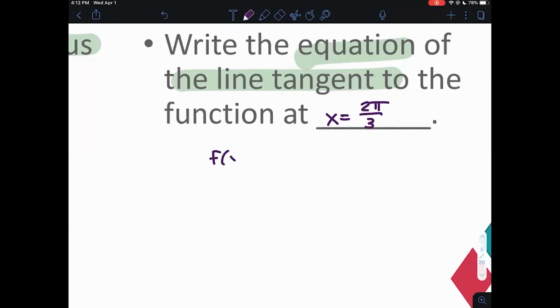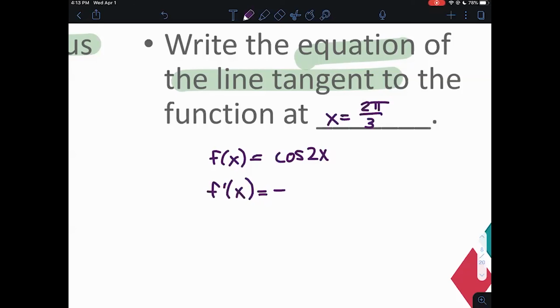So again, our function was f of x equals cosine of 2x. We want the equation of the line tangent to the function at x equals 2 pi over 3. So again, all the way back to Algebra 1, what do we have to know in order to write an equation of a line? Well, we need to know the slope. I need to know the slope of a line. There's no way around that. The slope of the tangent line, again, derivative. So again, I need that derivative.